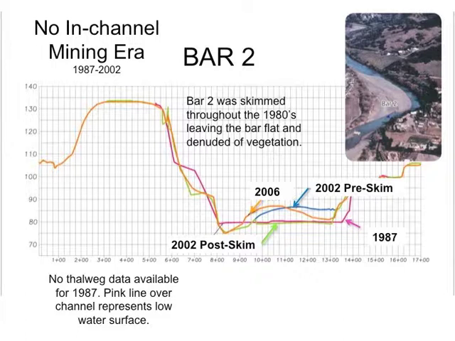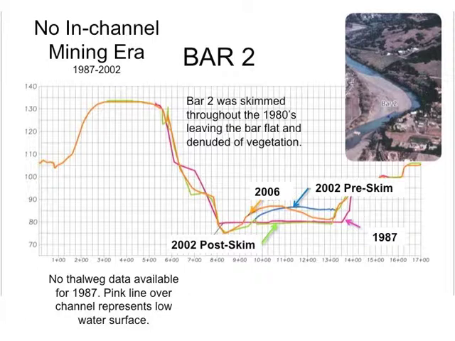Bar 2 up near Healdsburg was also skimmed in 2002 and 2006. Both times, the bar fully recovered. Skimming the bar also increases flood capacity at this reach and reduces the frequency of flooding in the neighborhoods that are adjacent to the river.